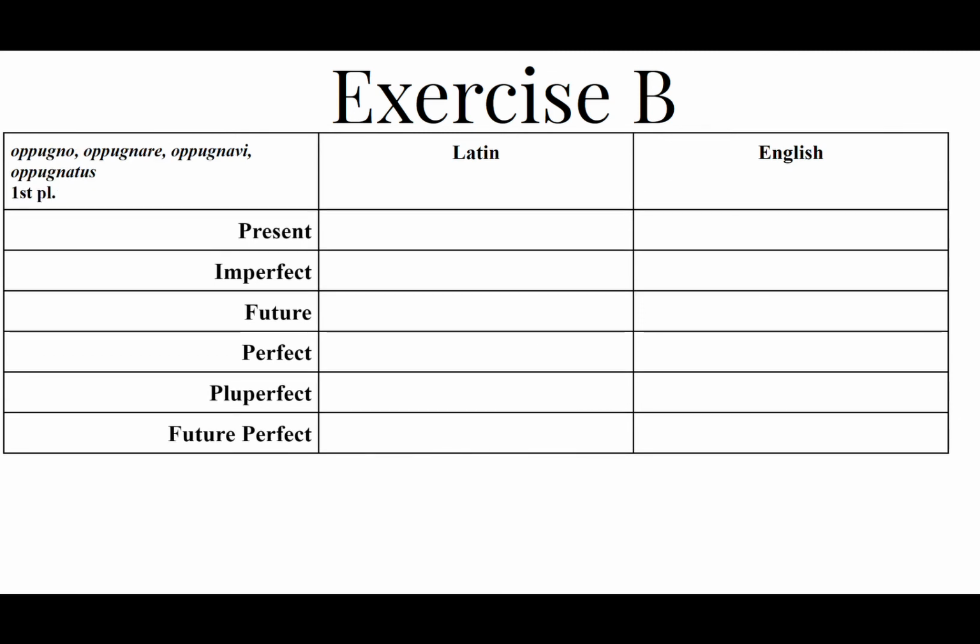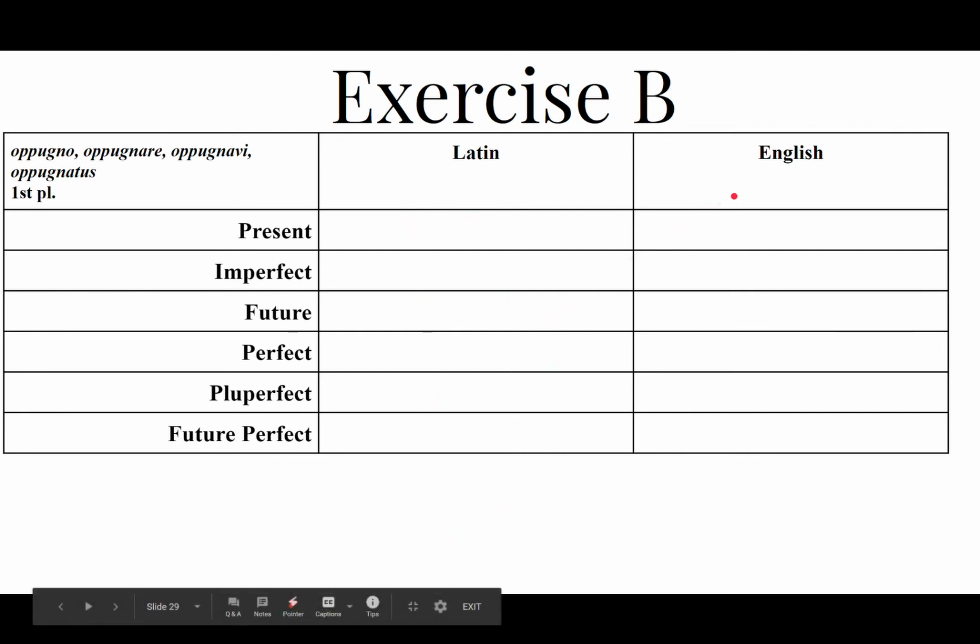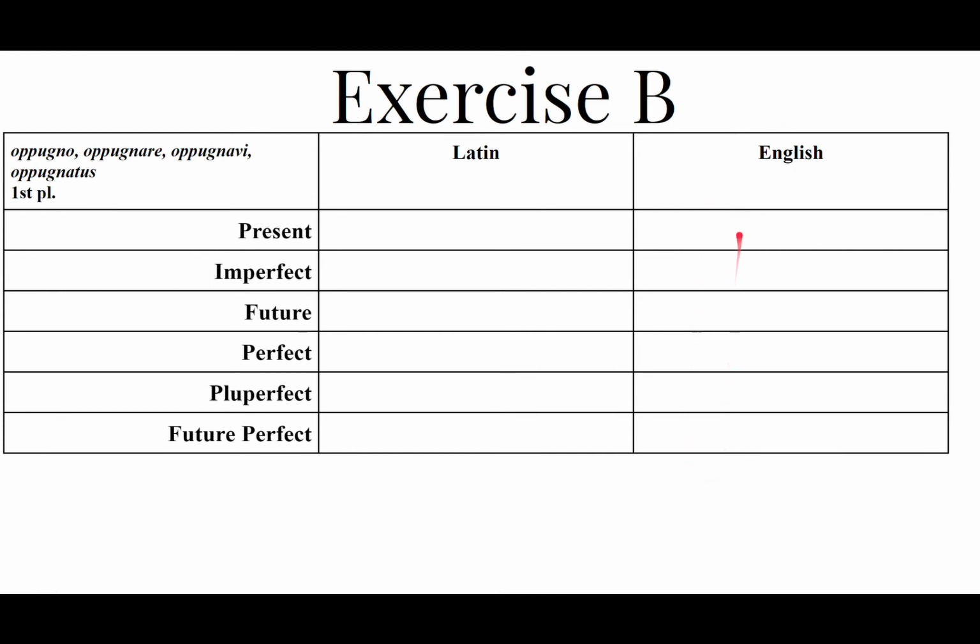For oppugno, oppugnare, oppugnavi, oppugnatus, it's first person plural. Now we're in the plurals. So we want the first person plural for all these Latin forms. And each of our English translations will have the pronoun we, first person plural. So present stem, oppugna, oppugnamus. We attack. We are attacking. We do attack.